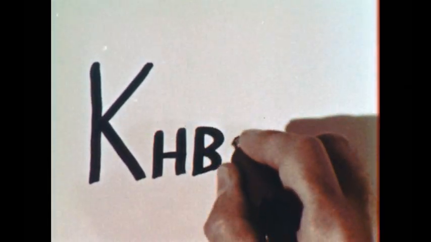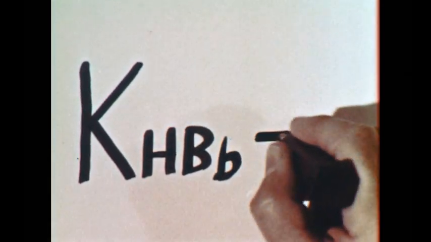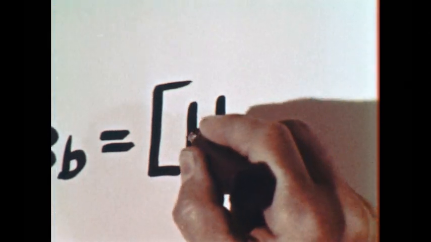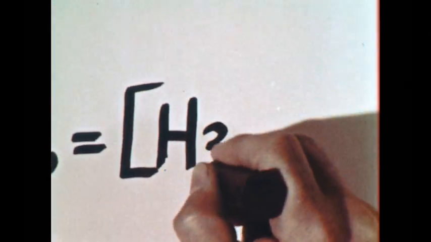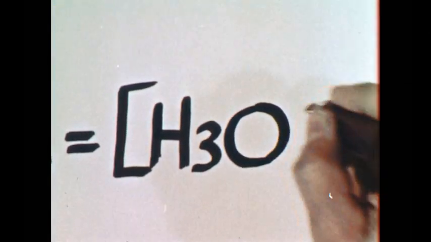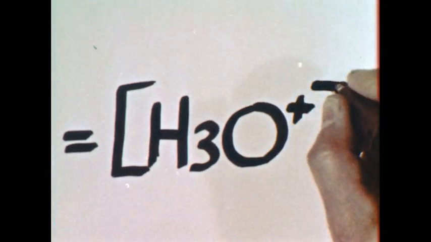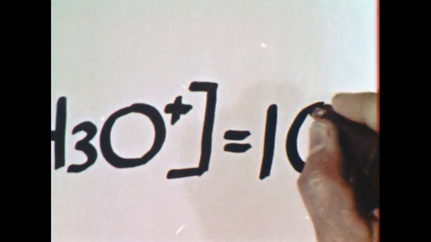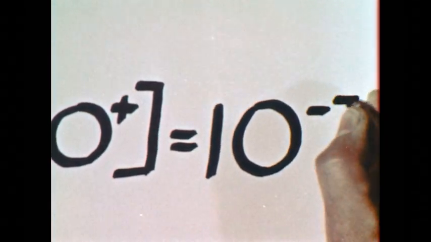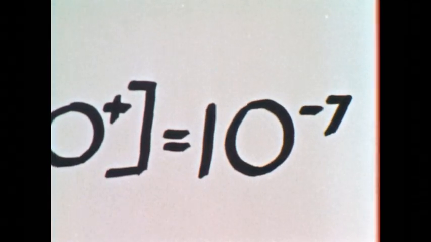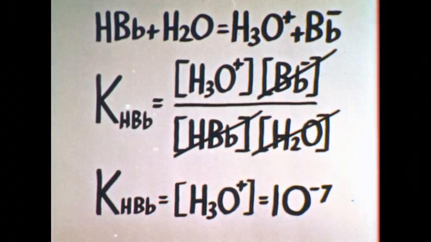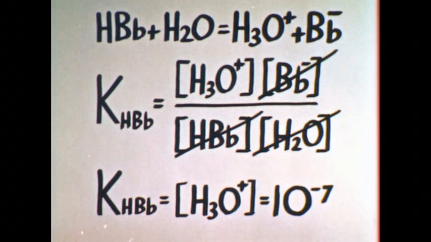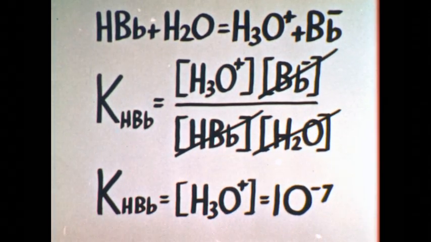Thus, KHBB equals the concentration of H3O plus in neutral water, which, in turn, equals 10 to the minus 7. KHBB, therefore, is about 10 to the minus 7. How does this value compare with the ionization constants of other indicators?